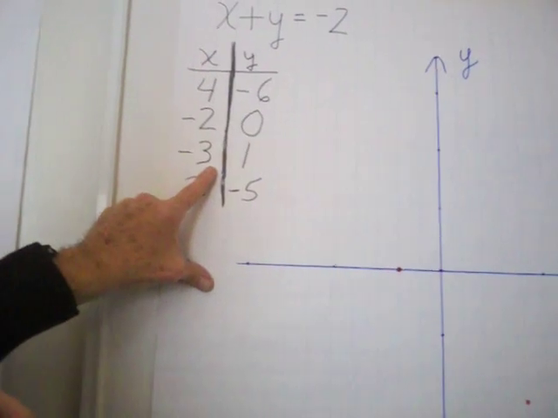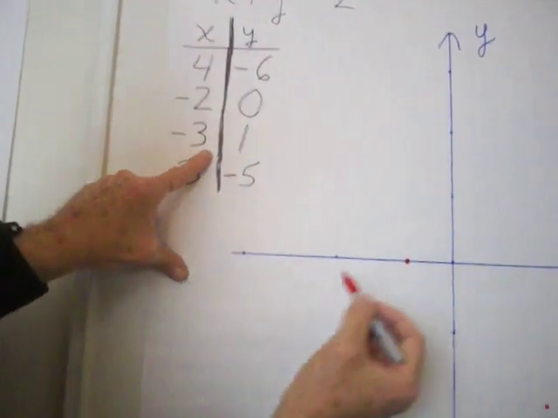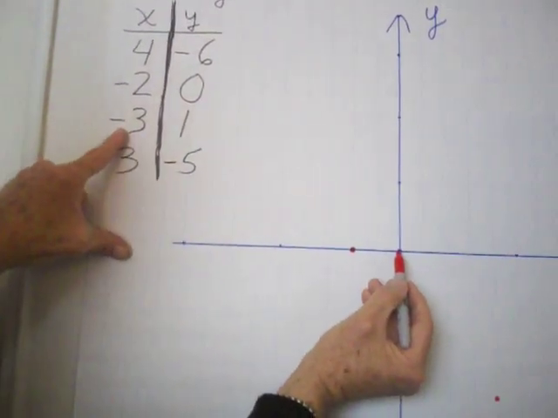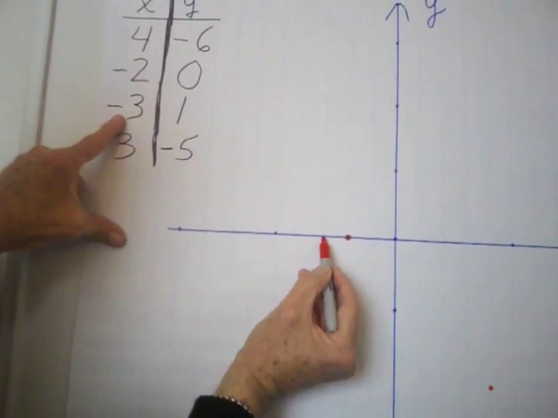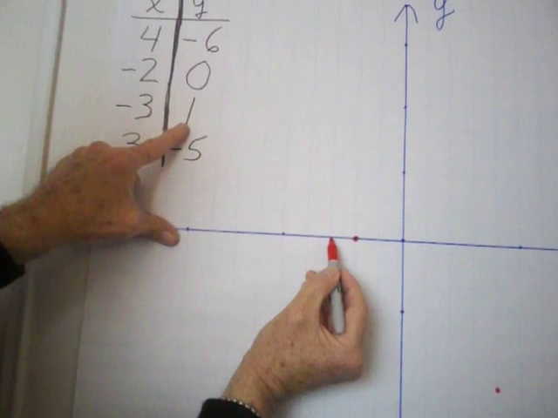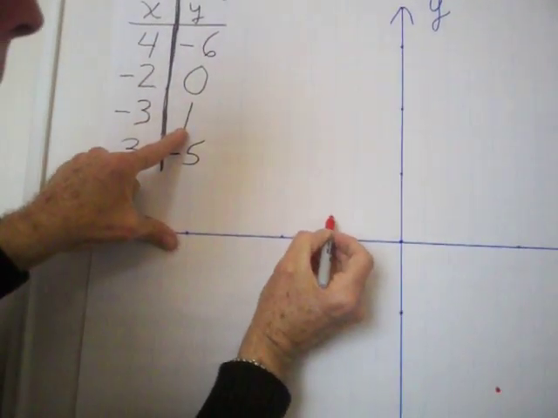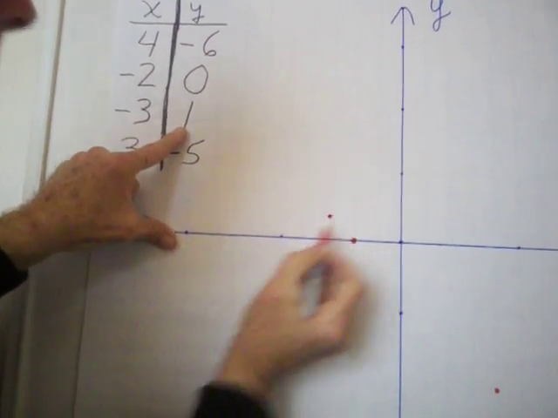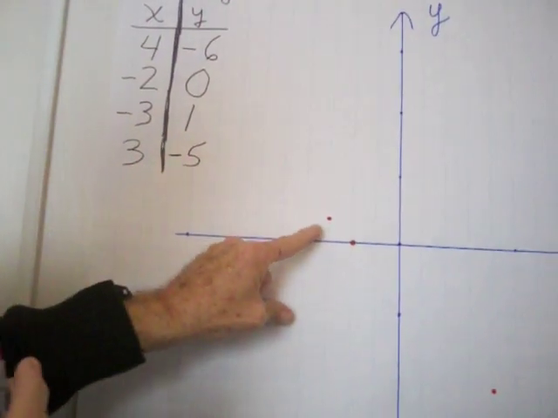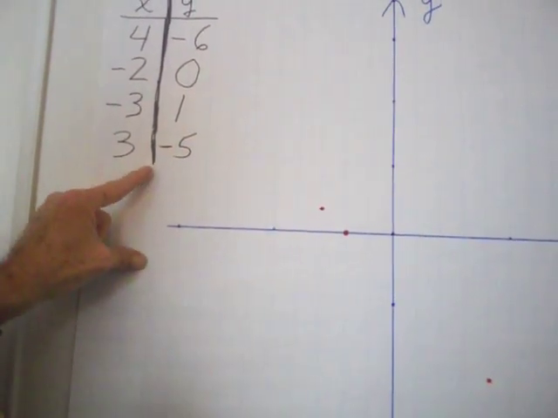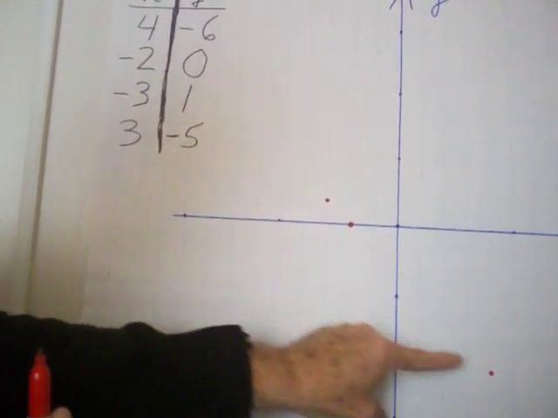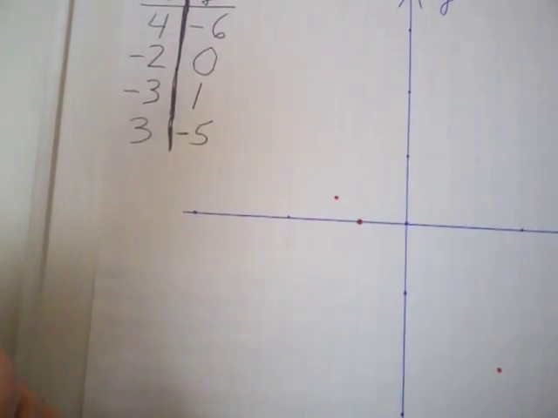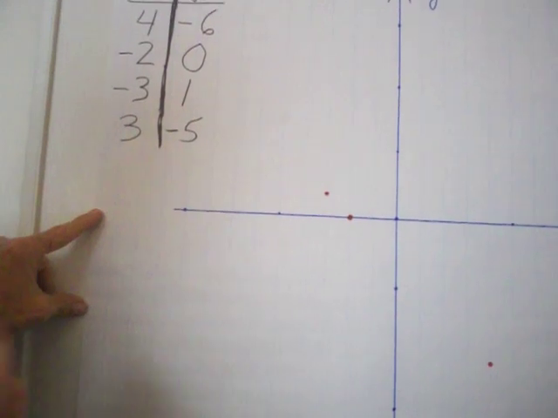Third, negative 3, 1. Start at the origin. X is negative 3. Negative 1, negative 2, negative 3. Y is positive 1. Go up 1. People, you can already tell now without doing the fourth, and I'm going to do it in a moment, that these 3 red dots are all lined up beautifully.